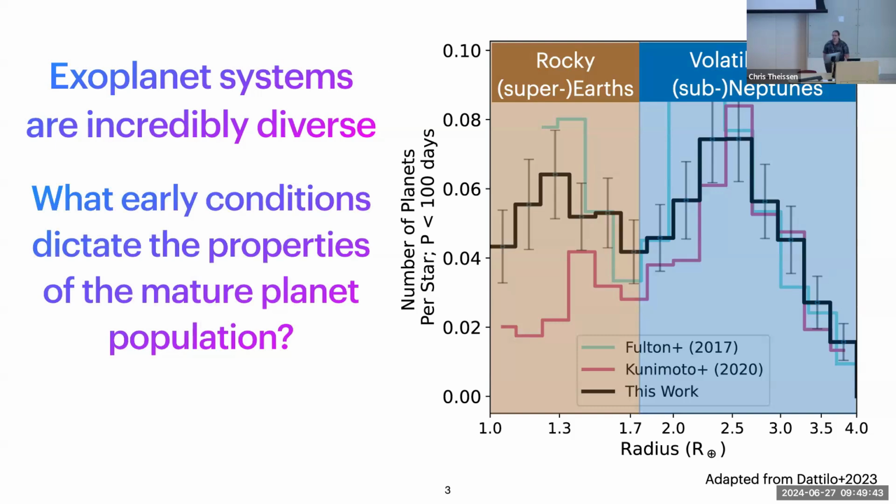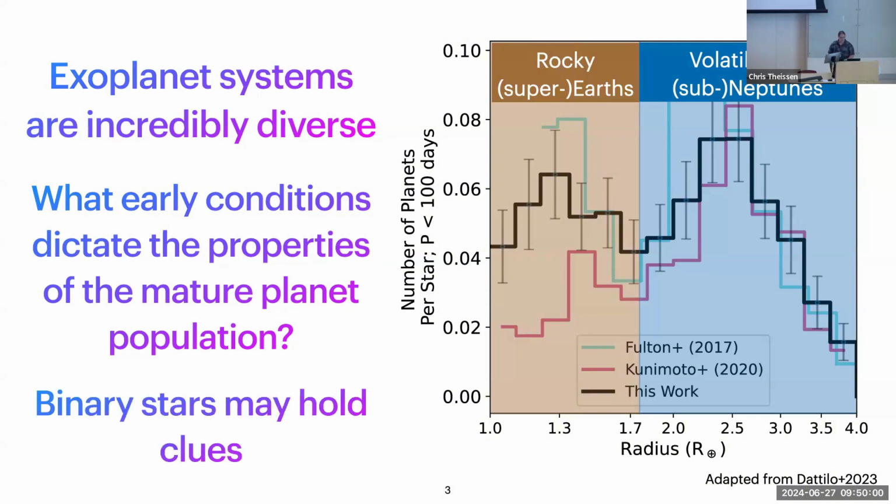So if you have an atmospheric mass loss that causes this bimodal distribution, we might start to ask what early conditions of planet formation dictate these properties that we observe of the mature planet population. And it's really difficult to find young planets. So the way that I've been trying to approach this is using binary star systems.